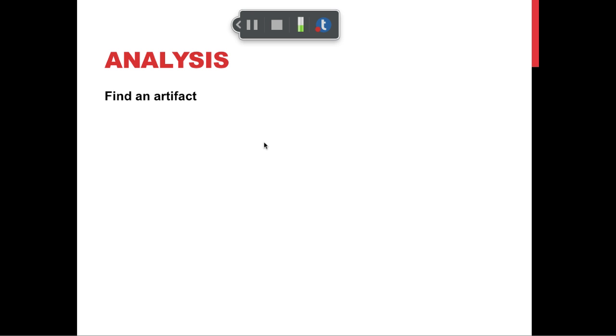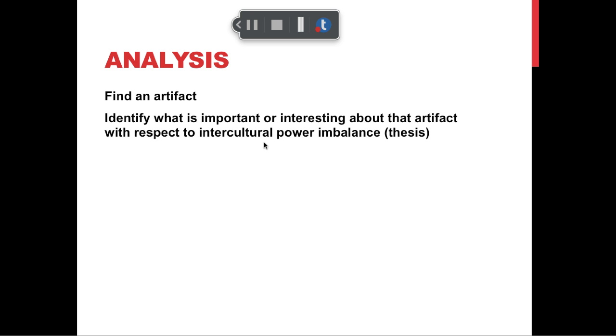And what we want to be able to find is the representative artifact, the right artifact to make your argument. Identify what is important or interesting about that artifact with respect to intercultural power imbalance. This will be your thesis, right? Your thesis will be, hey, look, there is this power imbalance here, and whether that's media representation favoring one group over another, whether it's one political group having more power over another, whatever the case might be, your argument is we see a power imbalance here.